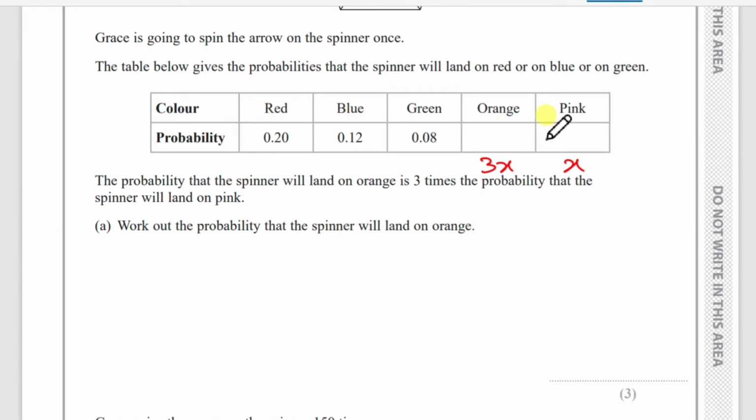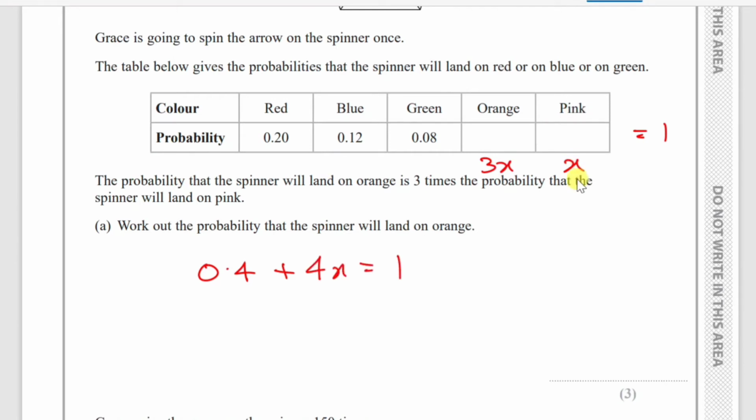Now, when it comes to probability, guys, all the probabilities must always add up to 100% or 1. So let's add up all these values. You go 0.20 plus 0.12 plus 0.08. That on the calculator should give us 0.4. Plus, for the orange and pink probabilities, 3x plus x is 4x. And that equals 1 whole.